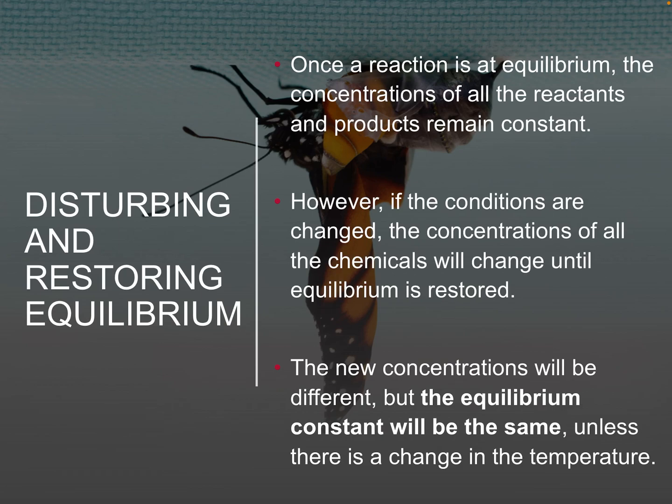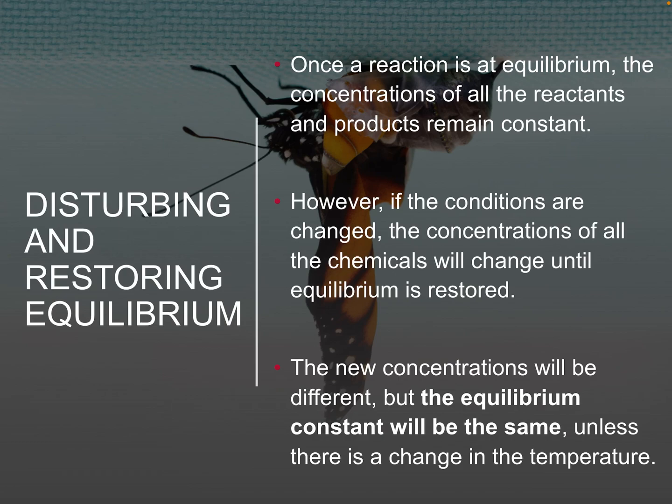So this is after that. Once a reaction is already at equilibrium, the concentrations of our reactants and products remain constant because the rate of the forward reaction is equal to the rate of the reverse reaction. Everything's all fine and dandy. But now, what if I mess it up? What if I change the condition somehow, maybe the temperature, maybe the pressure, maybe I added stuff? The concentrations of the chemicals in your reaction will change until equilibrium has been restored. It will find some new equilibrium.